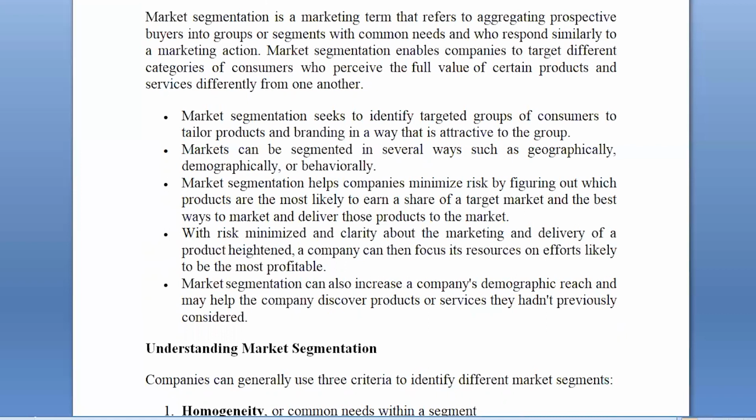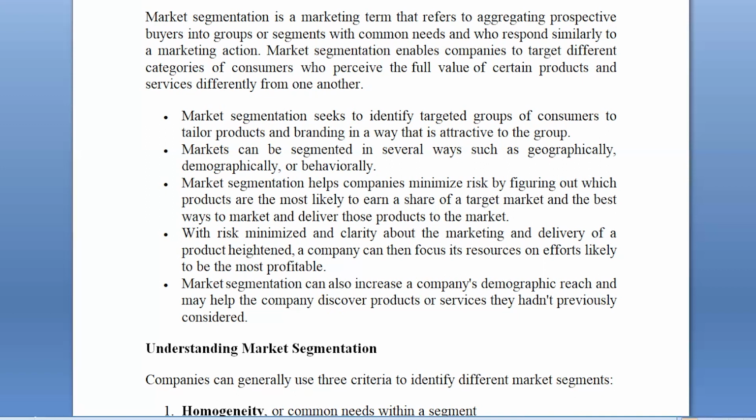Markets can be segmented in several ways, such as geographically, demographically, or behaviorally. Market segmentation helps companies minimize risk by figuring out which products are the most likely to earn a share of a target market and the best ways to market and deliver those products to the market. With risk minimized and clarity about the marketing and delivery of a product heightened, a company can then focus its resources on efforts likely to be the most profitable.